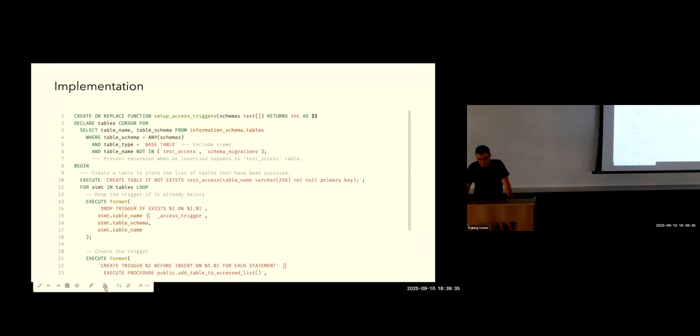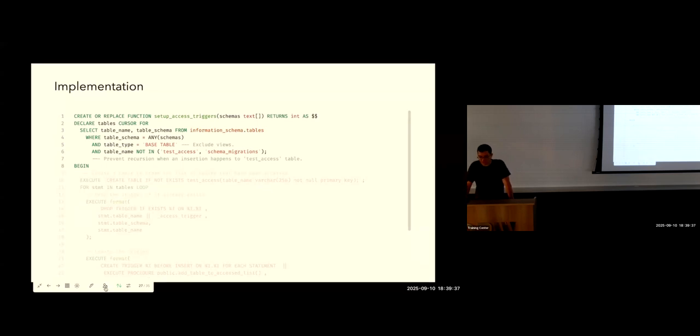And the actual implementation is, we create the setup access triggers function, which queries the information schema for tables. Then we find all the tables in the given schema, which we will pass in our application's unit test configuration. And we exclude two tables: test access, because it will create a recursion. We will always insert the test access, and it's going to just repeatedly insert itself. And schema migrations, I don't think it's super important, but we just didn't want to delete that.